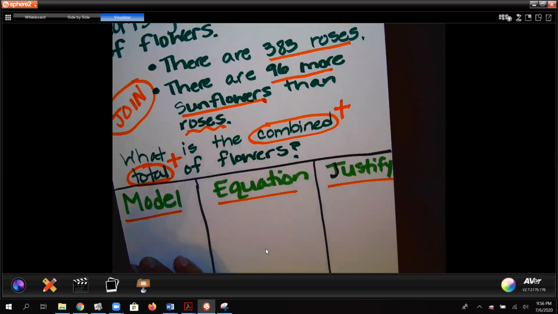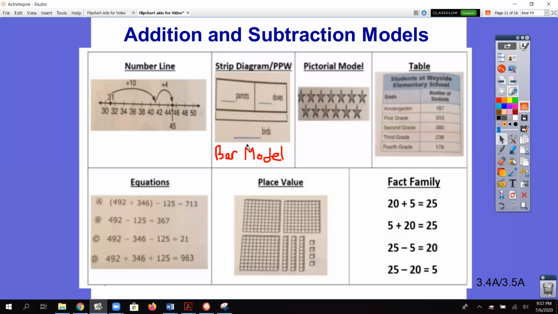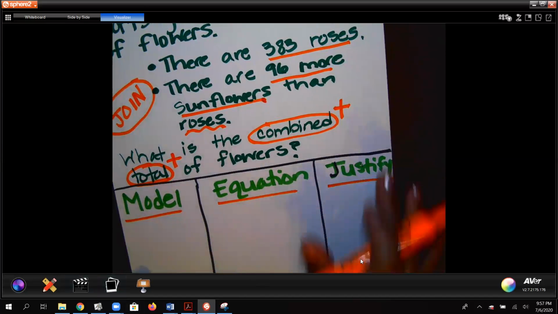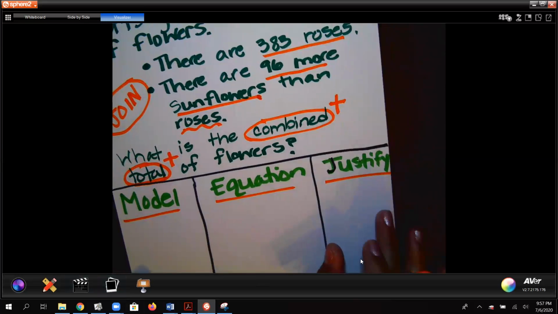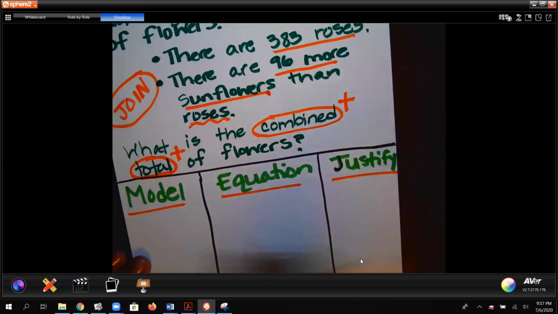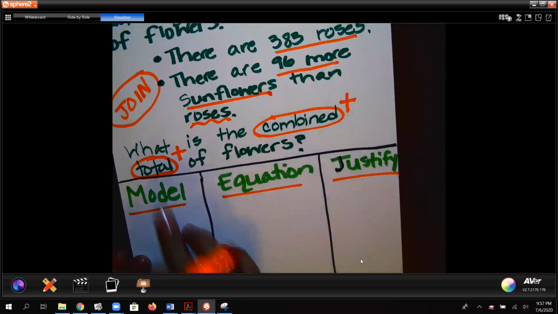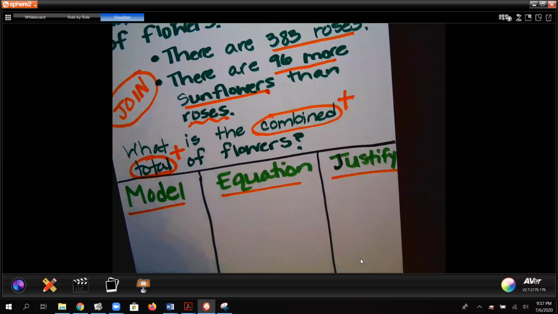I use a way called the Greg-Ting model, and all it is, is you show a model. And remember, the models are all the ones that I just showed you here. We'll pick one of those models to help us solve the problem, and then your equation, and then justify or your statement. And that just means a way to check your work, to make sure you're right. So it's just 3 quick, easy steps to help you solve the problem. So the first step is to use a model. I told you we're going to be using the bar model for this one.